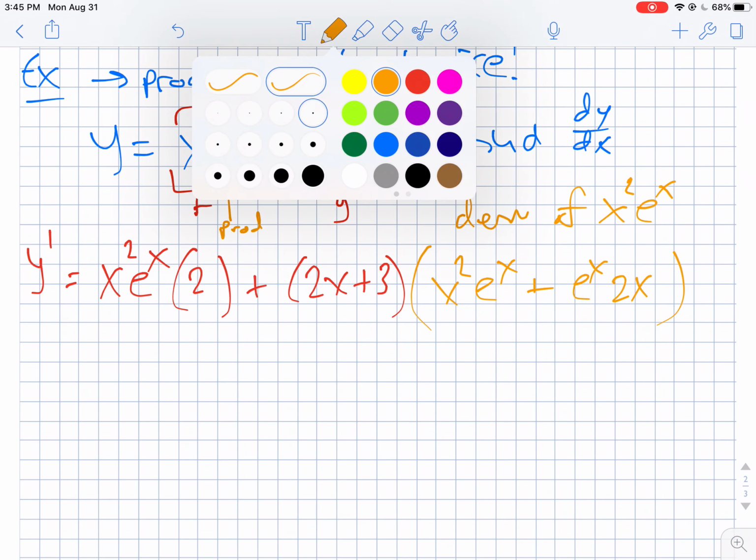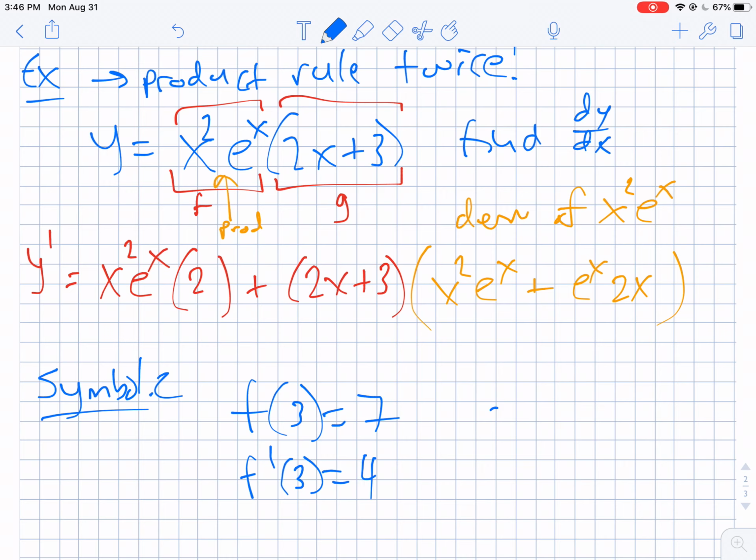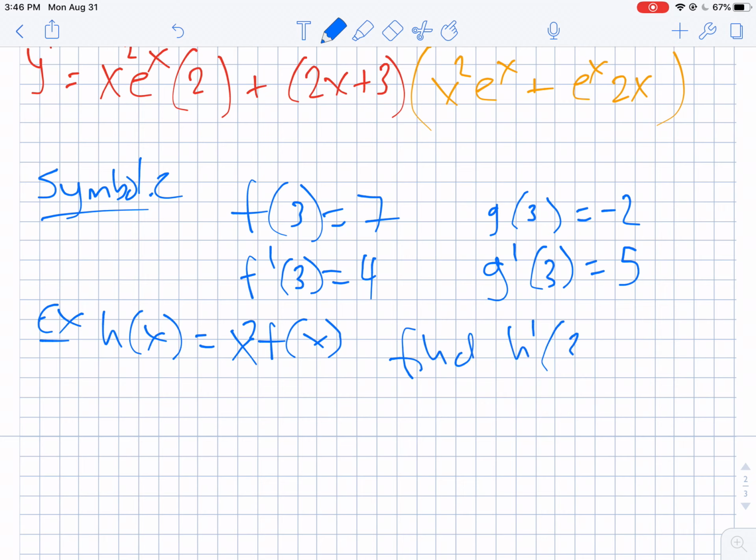I wanted to give you a couple examples of what it might look like if you have symbolic examples or symbolic functions. So suppose you have f of 3 equals 7, f prime of 3 equals 4, g of 3 is negative 2, and g prime of 3 equals 5. Okay, and I'm going to give you two problems with this same one. So the first one, I'm going to tell you that h of x equals x squared f of x, and I want you to find h prime of 3.